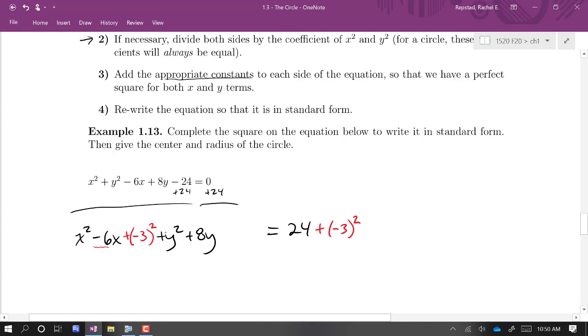And now I'm going to do the same thing for the y's. The coefficient on y is +8. So I'm going to add half of 8 and then square it. So 4 squared. Add that to both sides.